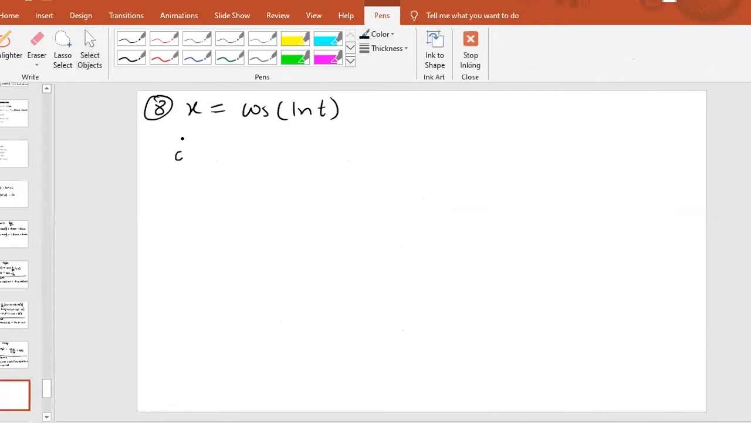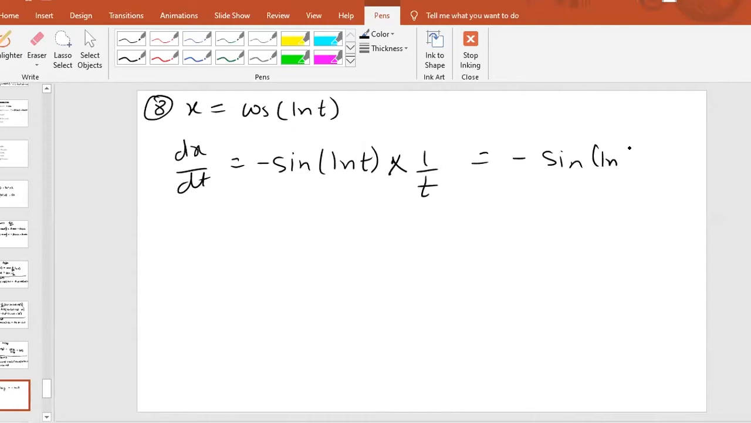Differentiate this with respect to t. Dx by dt will be equal to what? Again, it is a function of x. Differentiation of cos is minus sine of whatever is there inside, ln t, then multiply by differentiation of ln t with respect to t, which is 1 by t. So the answer would be minus sine of ln t by t is the correct answer. Very good.